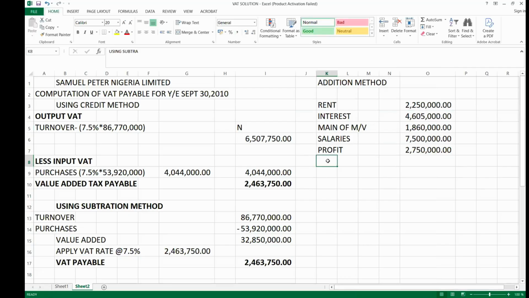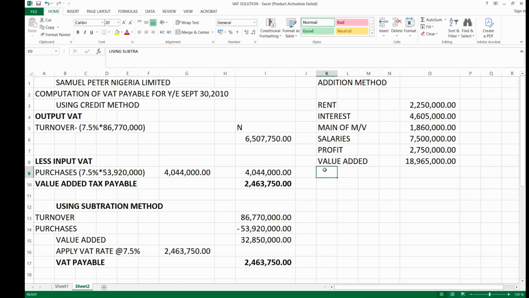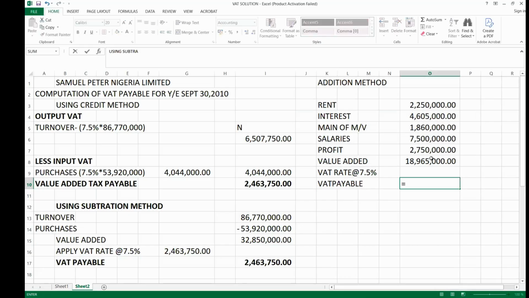All these rewards will be added together to arrive at what is called value added. So we add all these rewards together, and the amount after adding them is called the value added. This value added, you now apply our VAT rate of 7.5%. So 7.5% of this value will give you the value added tax payable, which is equal to this multiplied by 7.5%. So that gives us that value.